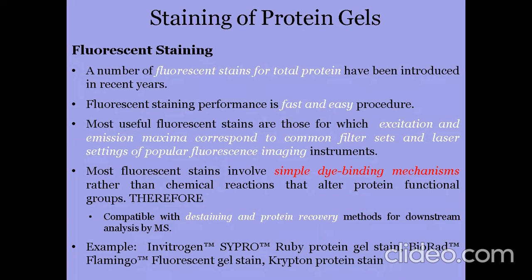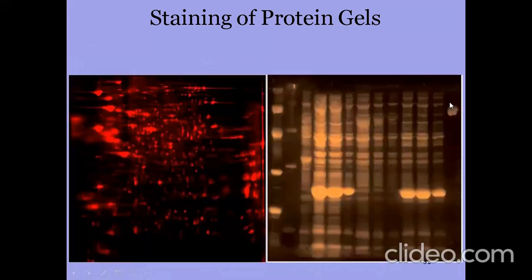So how will it look? This is the fluorescent gel. You can see this is the dot blot result. The proteins are fluorescent, and you can see the fluorescence. So one can easily distinguish between silver stain, fluorescent stain, and Coomassie brilliant blue stain. Am I clear?